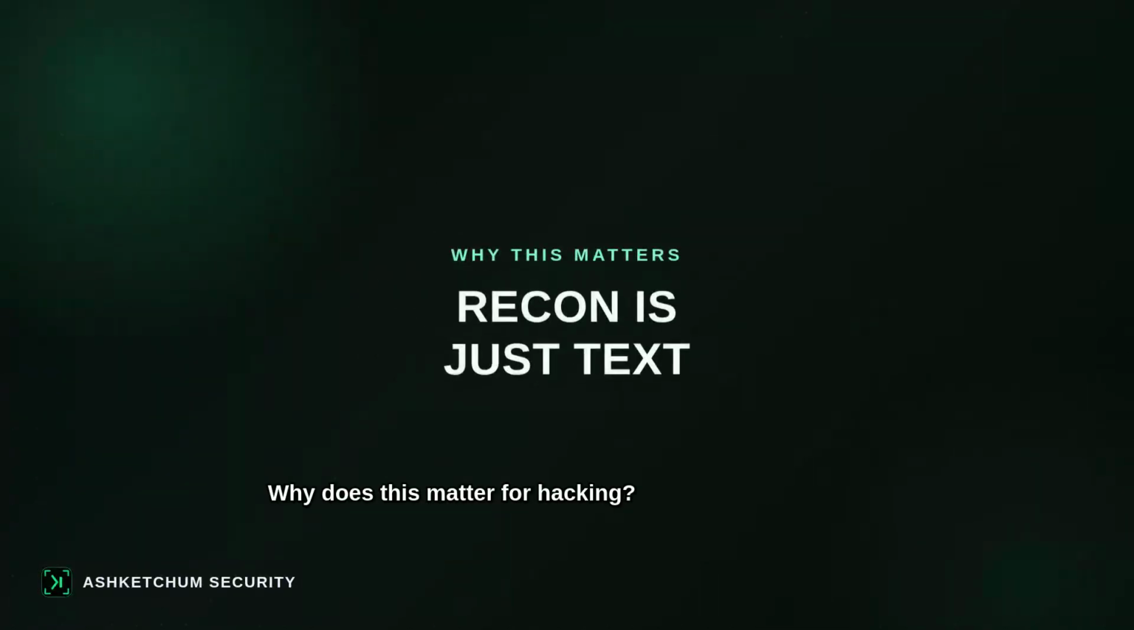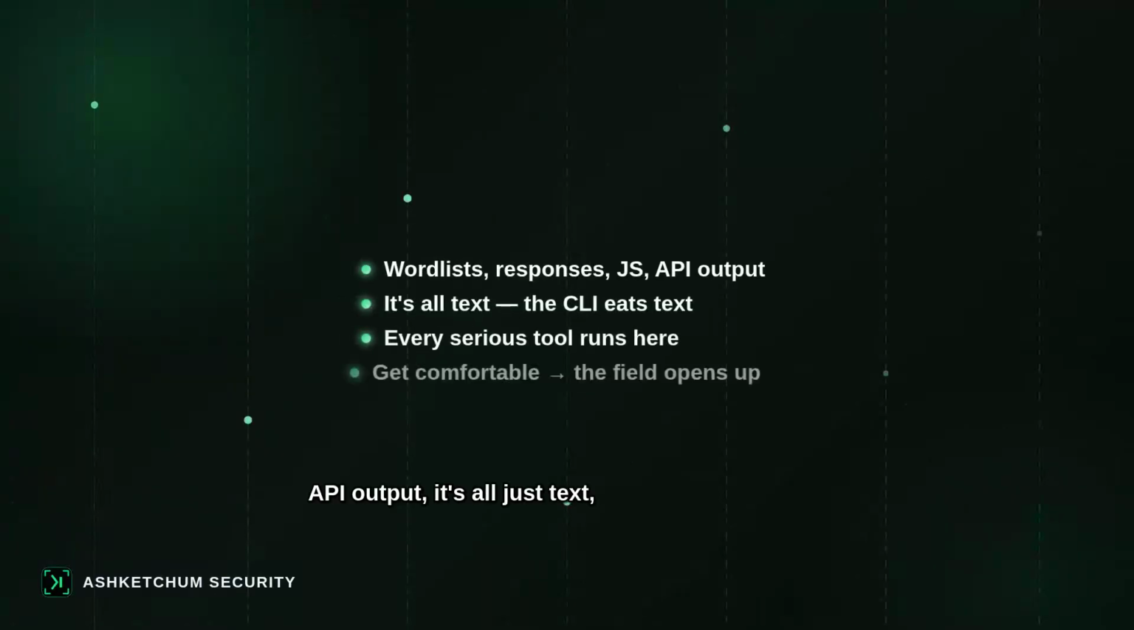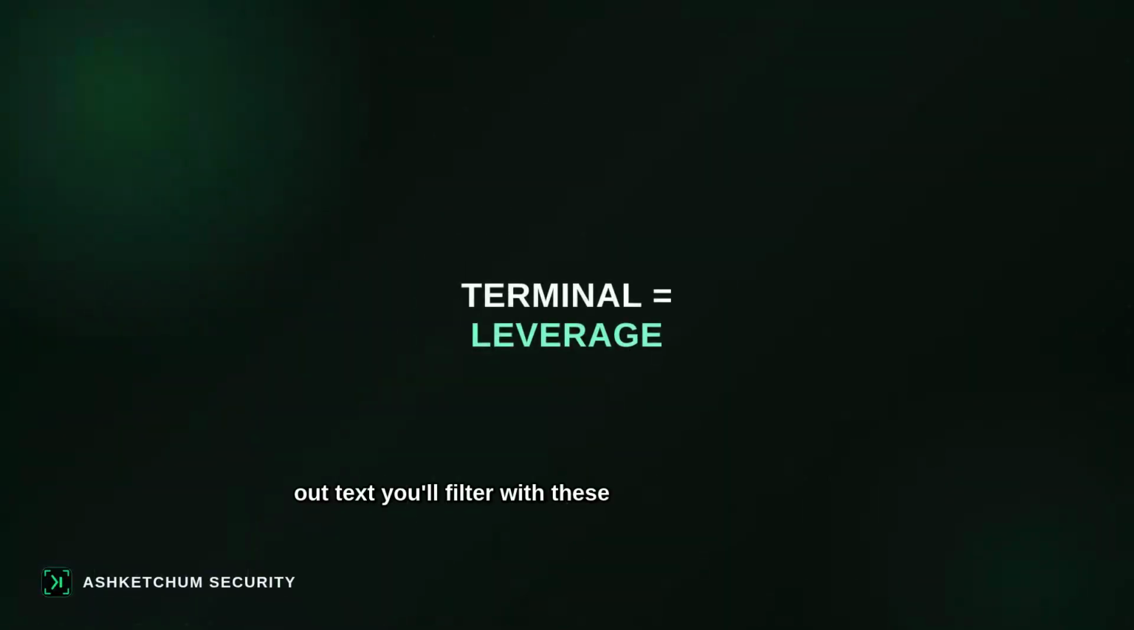Why does this matter for hacking? Because recon is mostly about processing text fast. Word lists, responses, JavaScript files, API output, it's all just text, and the command line eats text for breakfast. Every serious tool you'll meet later, scanners, fuzzers, automation, either runs in the terminal or spits out text to filter with exactly these commands. Get comfortable here and the whole field opens up. Stay scared of the terminal and you'll always be limited to buttons.